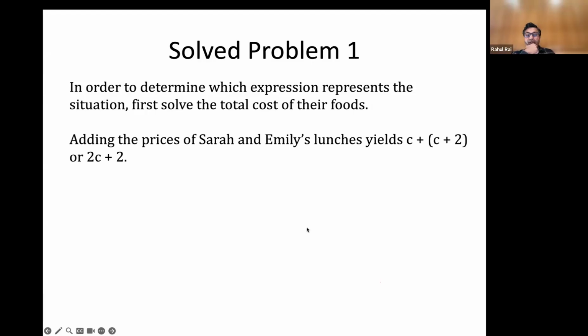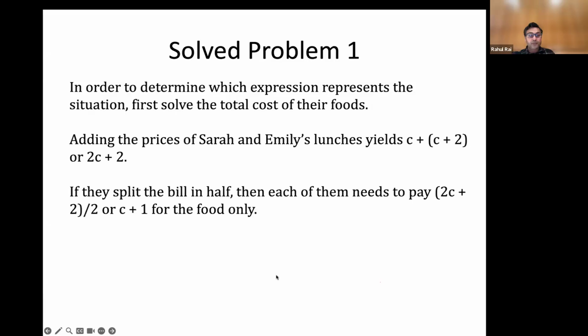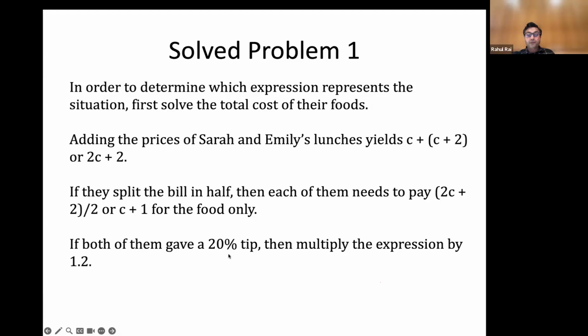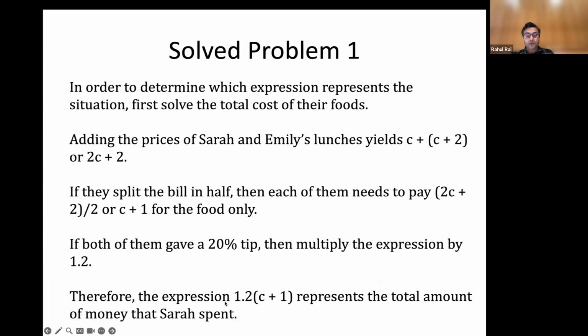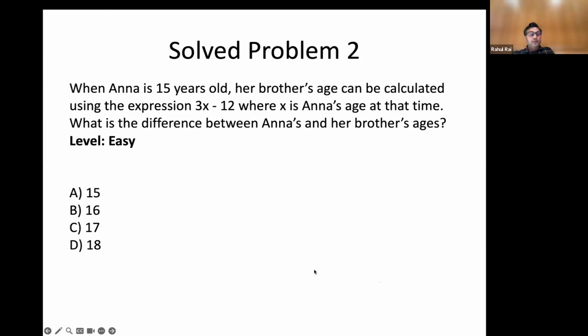So if you add the prices of Sarah's and Emily's lunches, you will get C plus C plus 2, or 2C plus 2. That's the overall price. You will split them in half, so the price is going to be C plus 1. Okay. Now, if you give them a 20% tip, that is going to be 1.2 times this for the total cost. The total cost involves the initial split bill plus 20% tip on that bill. So this is why your overall expression for this problem is going to be 1.2 times (C plus 1). Make sense? Okay, so let's move on to problem 2.